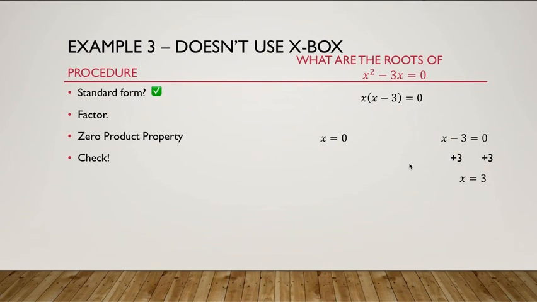And then again, we need to check. 0 squared minus 3 times 0, that does equal 0. 3 squared minus 3 times 3, well, 3 squared is 9, minus 3 times 3 is 9. That will also equal 0. Both of those check out. So both x equal to 0 and x equal to 3 are correct answers.